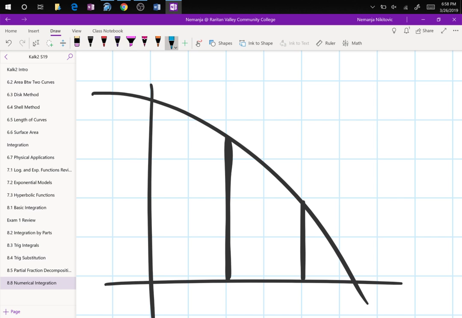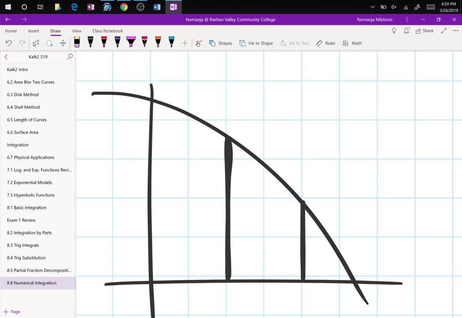If I decide to use the right hand, then I get to draw right from this point here, and then I will be calculating the area of this, and all of this is error. So now I will undershoot, right, the actual area. So that's, again, a lot of error in here.